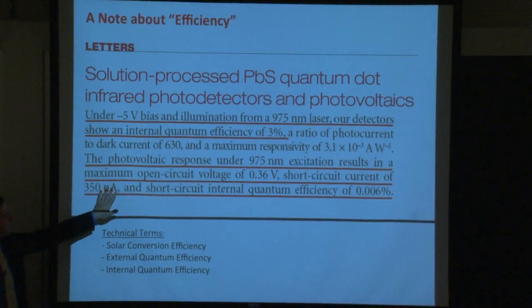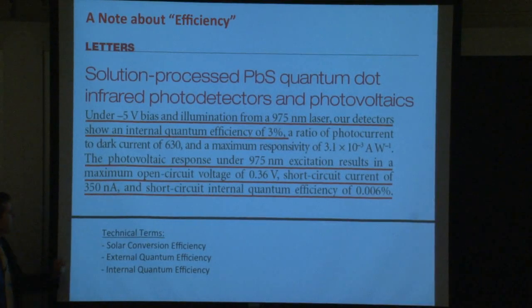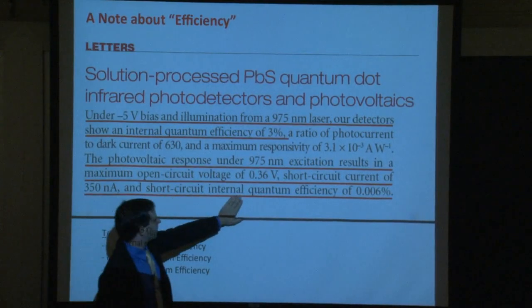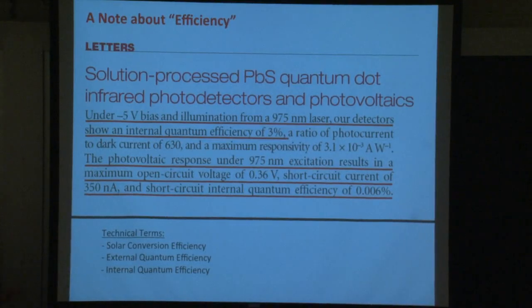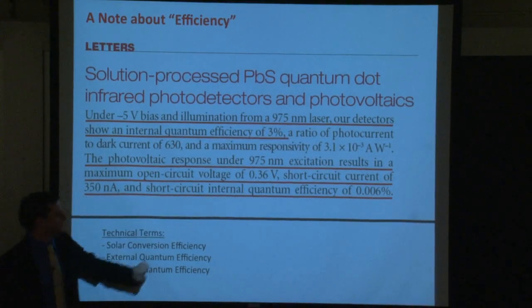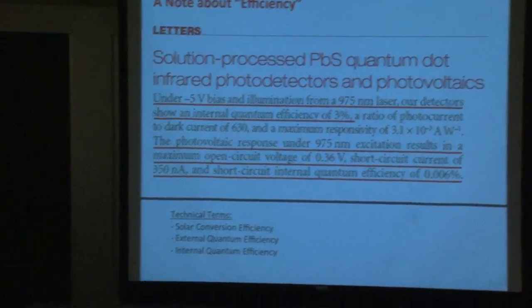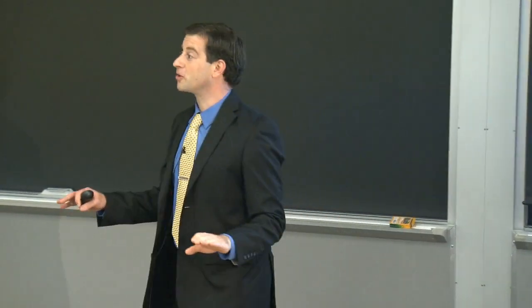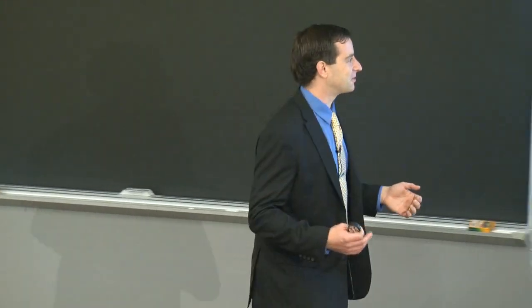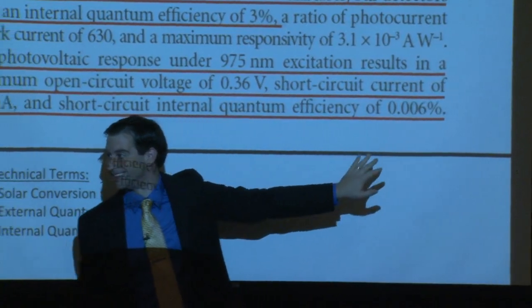The photovoltaic response under this monochromatic light results in a maximum open circuit voltage of so-and-so, a short circuit current of 350 nanoamps, very, very tiny, and a short circuit current internal quantum efficiency of 0.006%. So what they're talking about here is a quantum efficiency, right, of 0.006%. As we've already done just by the simple example of the 3 eV photon coming in exciting an electron-hole pair, quantum efficiency of 1, but energy conversion efficiency below 20%, we can already guess that the energy conversion efficiency of a device like this, even for monochromatic light, is going to be very low, right?